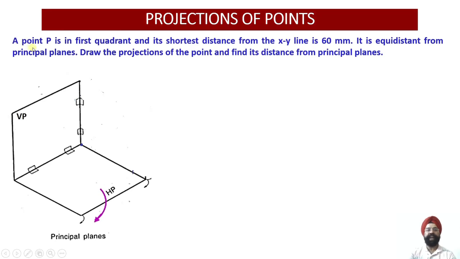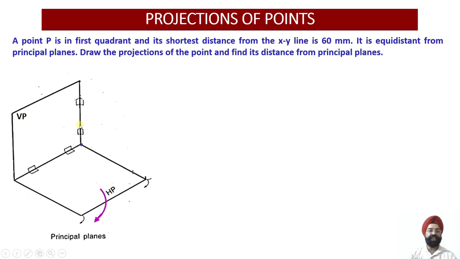So let us find out what are the coordinates of this point in space. Please read this out. A point P is there in the first quadrant, and its shortest distance from the XY line is 60 mm. So if I draw a string from this XY line junction and extend this line, the length of the string will be 60 mm. And second thing, it is given to me that this point happens to be equidistant from the principal planes. It means that its distance from HP and distance from VP are the same.